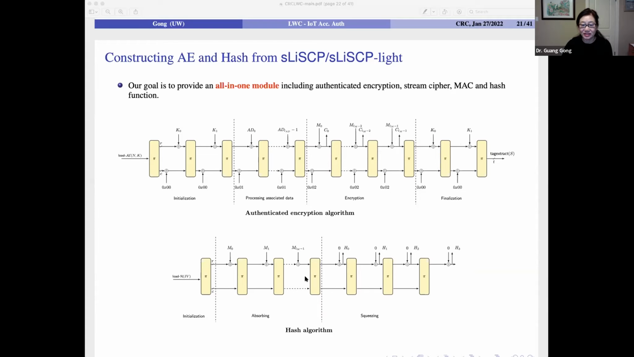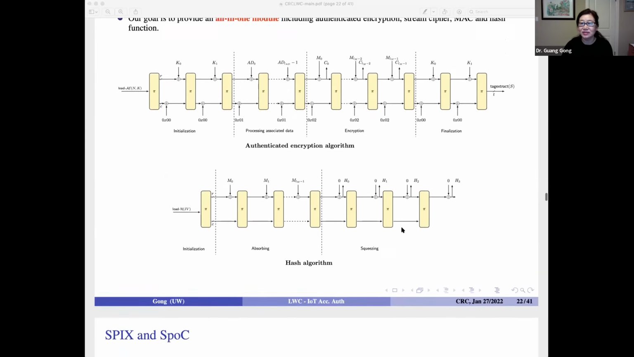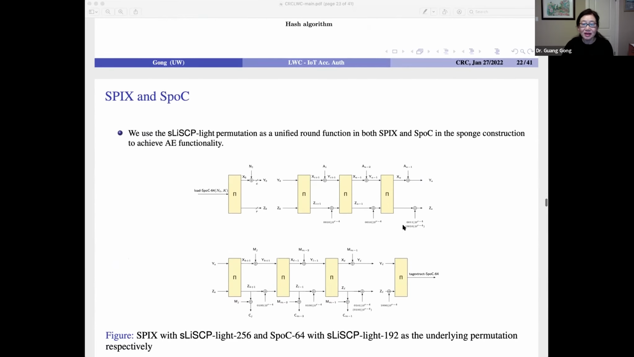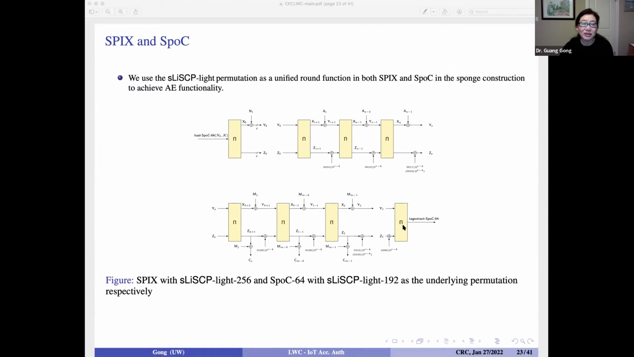Then you have hash. Hash is basically where you take your message as input, then you have hash values. It depends on what hash size you wish, and then you take that many bits. So this is a general SpoC structure. Our two ciphers, Spix and SpoC, are basically exactly the structure of a snip permutation put into the SpoC structure.